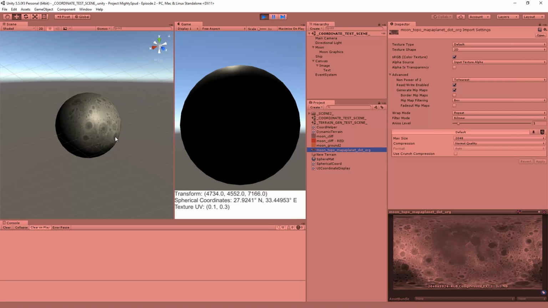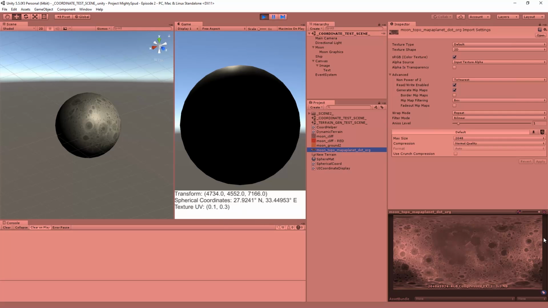Is it just me, or is this crater this one? Yes, it is, with this one over here. Is this actually like 0.1 degrees off the right side? I think we've got a mirroring going on with our UVs here, because this feels kind of right.